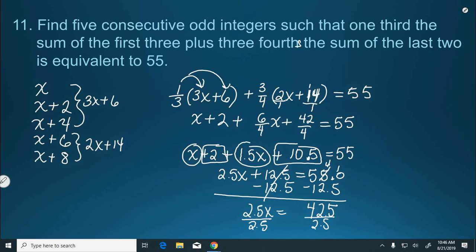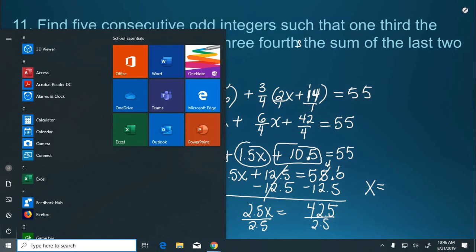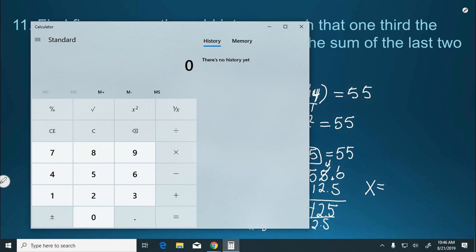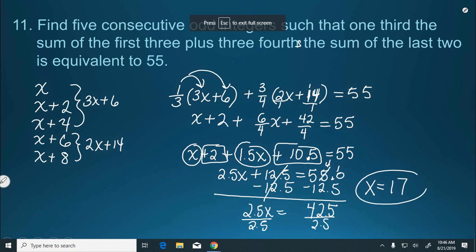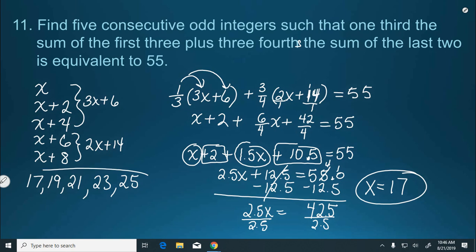Divide by 2.5. So x equals, now 42.5 divided by 2.5 might be a little bit tricky to do in your head. So if you need to, you can pull out your calculator. I'm just going to pull out the computer one real quick here, and I'm going to do 42.5 divided by 2.5, and we get an answer of 17. So x equals 17. Okay, so again, it was 5 consecutive odd integers. So 17 is our first odd, then 19, then 21, then 23, and last 25.